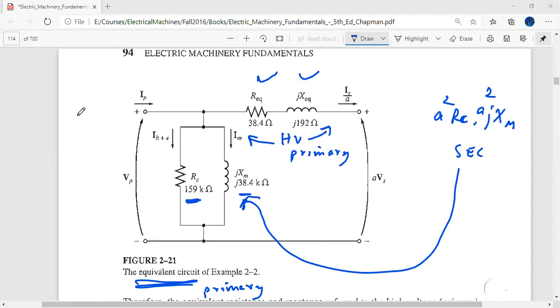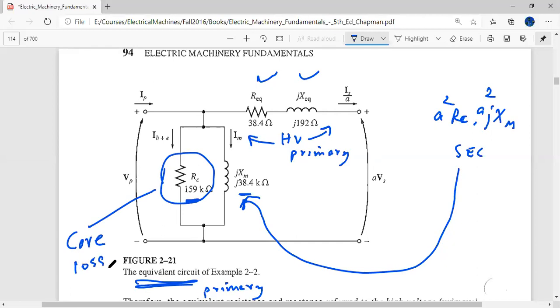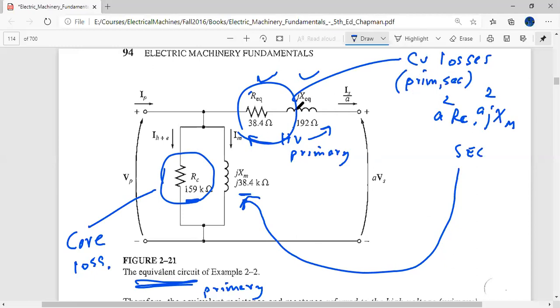When I operate this transformer, I will have some losses over here, which will contribute to the core losses. And I will have some copper losses over here, which will contribute to the copper losses of both the primary and the secondary. So this is the total copper losses and this is the total core losses of the transformer. They don't refer to the primary side or secondary side. They are for the total transformer.